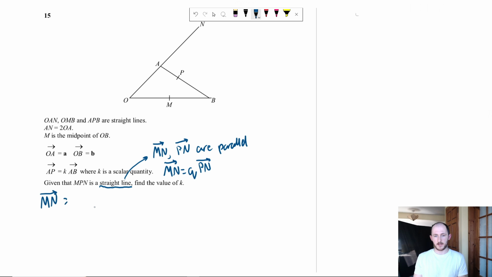separately. Now MN, to go from M to N, I need to go from M to O, and remember, this vector here is A. No, it's not. It's B.